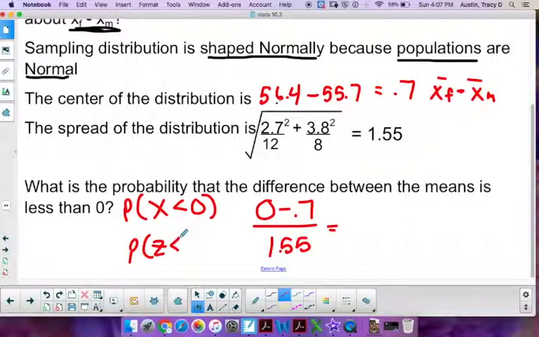Okay, so what is that divided by 1.55? Should be negative 0.45. Okay, and so we're looking for a Z-score of less than negative 0.45. Right, and if you're being given probability questions like this, normally they're going to go ahead and give you all the information, so you have the population standard deviation, go ahead and use Z. But that's one of those things that you have to study and you have to remember. Okay, so go ahead and look up that Z-score.